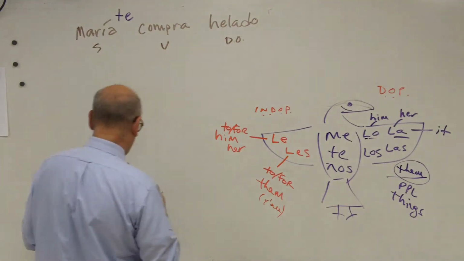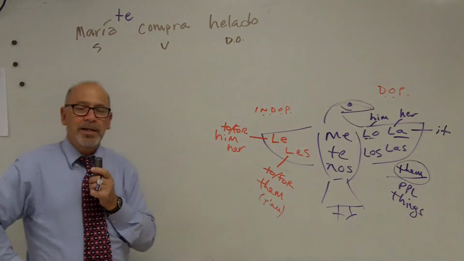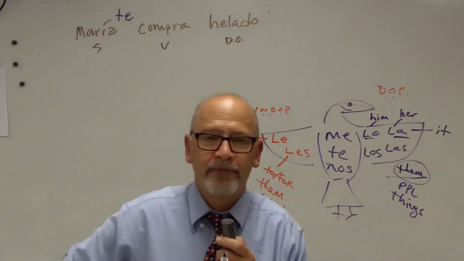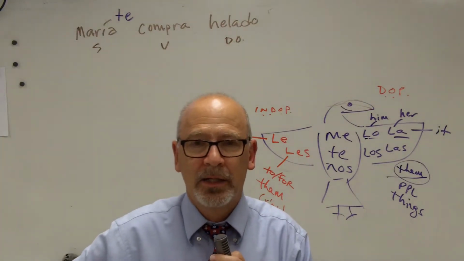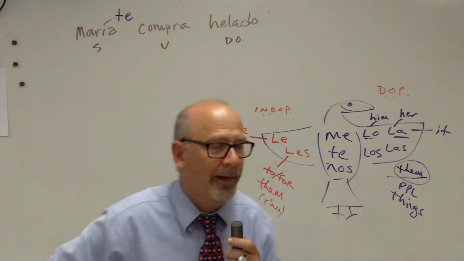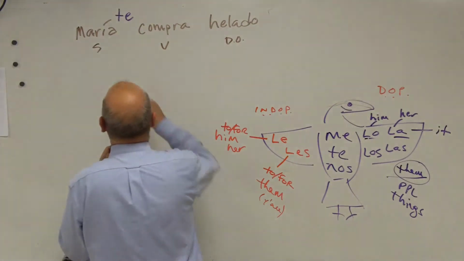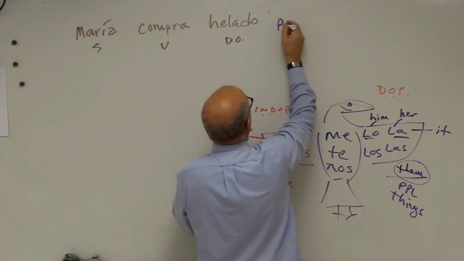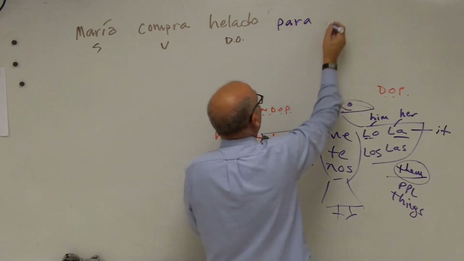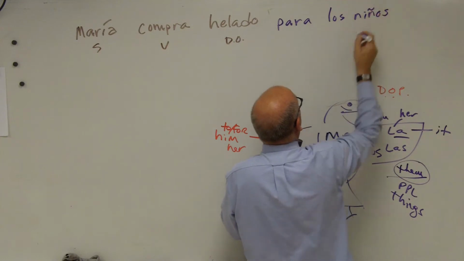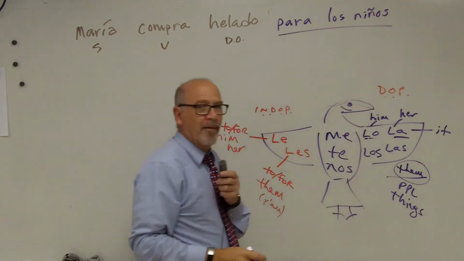Now, how about this one? Maria buys ice cream for them. Getting a little snarky now, aren't we? Okay, now, we've got Maria compra helado. Let's say para los niños. For the children.